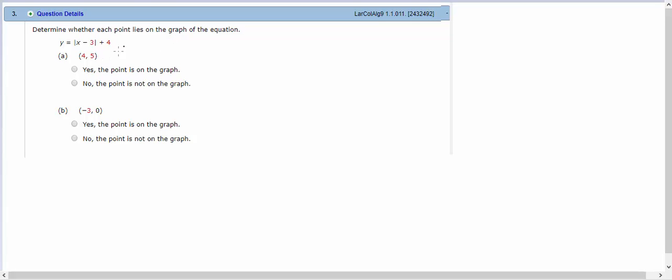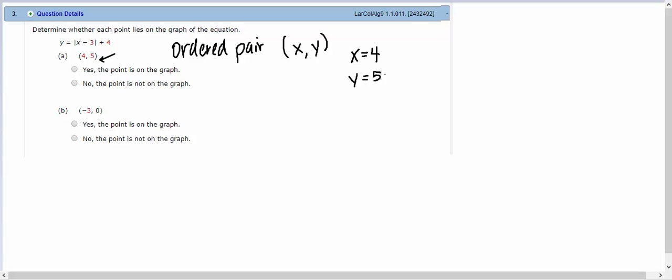Alright, so they've given us a point right here, and just to make sure we're familiar with this notation, this is what's called an ordered pair. It's an ordered pair because we write in parentheses the x coordinate first and the y coordinate second. It's always in order. X comes first and then y. So it's basically shorthand for telling us that in this case (4, 5) means that x equals 4 and y equals 5. It's just a shorter way of writing that.